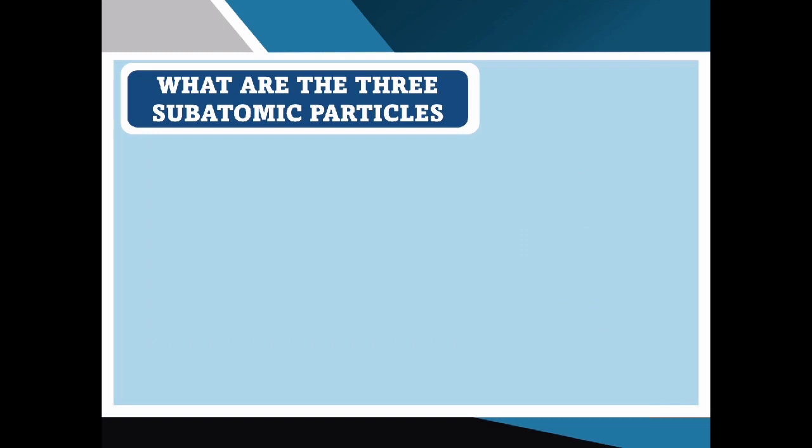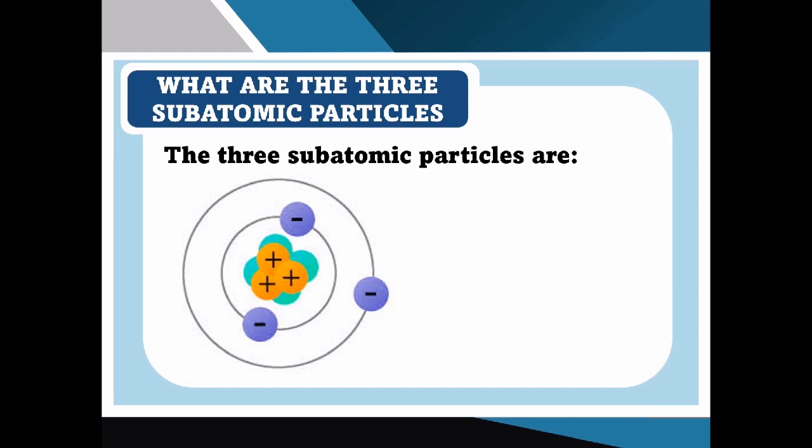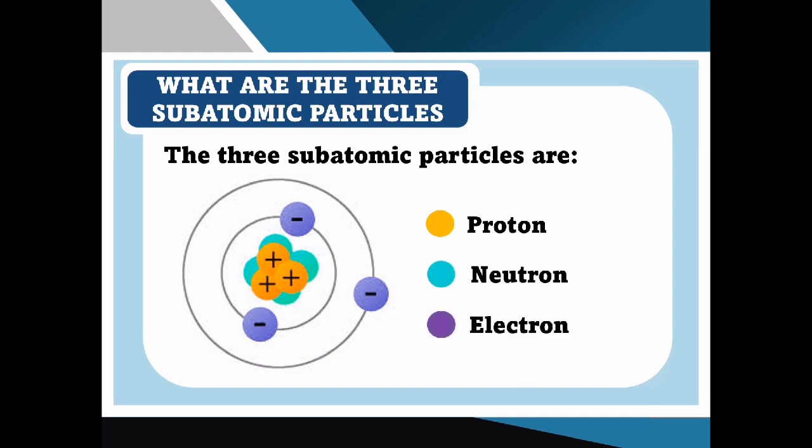Second, what are the three subatomic particles? The three subatomic particles that make up an atom are proton, neutron, and electron. Proton is a positively charged subatomic particle with a mass of 1.672 times 10 raised to negative 24 grams. It is found at the center of an atom called the nucleus.